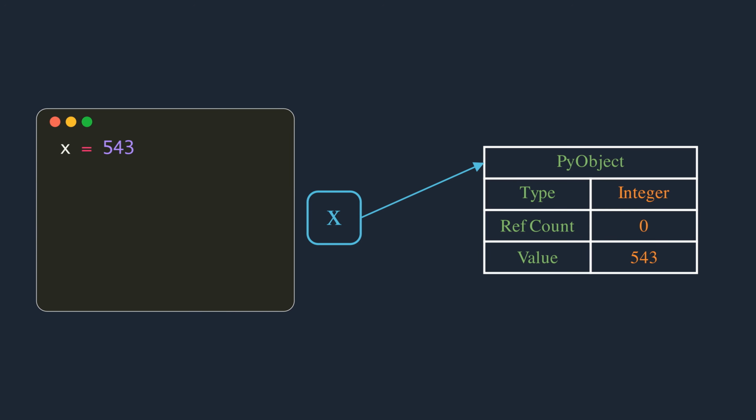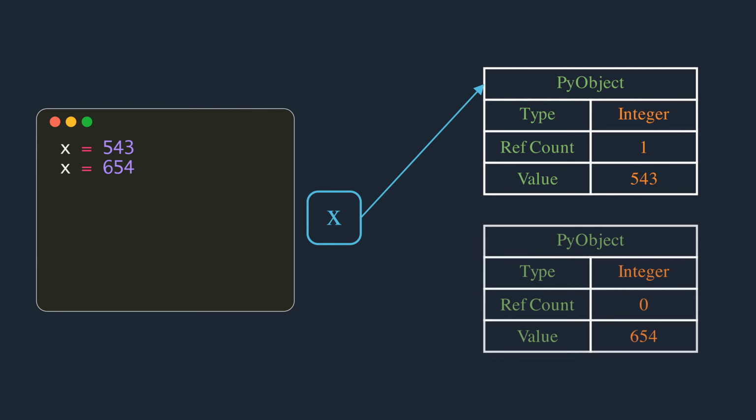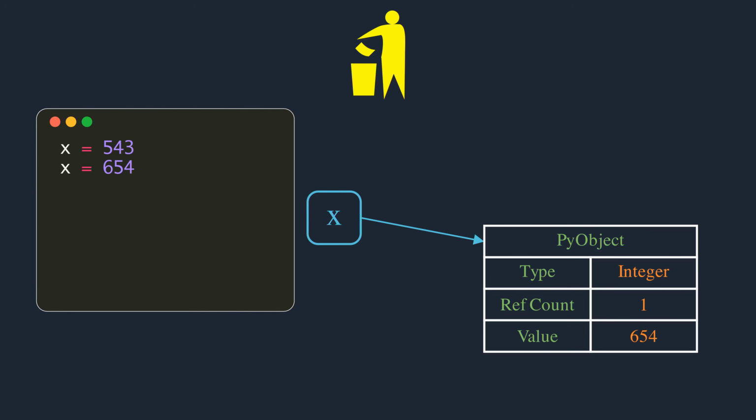The variable name x is a reference to this object. Since x points to the object, its reference count becomes 1. When a new value is assigned to the variable x, a new object is created at a different memory address, and the reference is updated to point to the new object. At this point, the reference count of the new object becomes 1, and that of the old object becomes 0. Python's memory manager periodically cleans such objects with 0 reference counts. This process is called garbage collection.